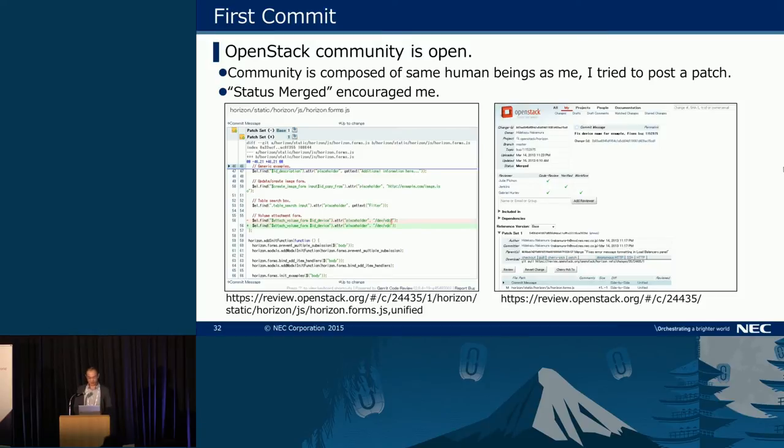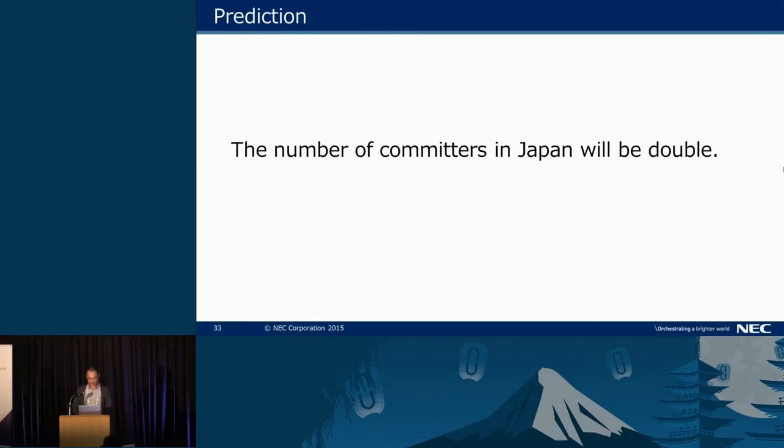I tried to post a patch to the community. My patch was to remove only a single slash from a default input value, but it was merged. The status Merged encouraged me very much. Since then, I have contributed some patches. So many Japanese developers are coming to the summit. My prediction is that the number of committers in Japan will double. They must be going to commit to OpenStack after the summit.